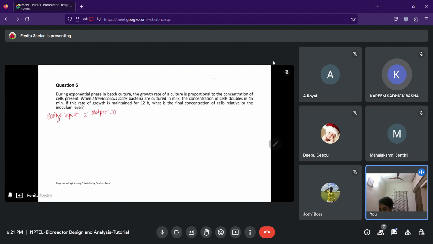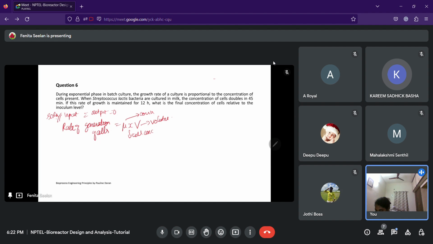Then the rate of generation of the cells is proportional to the cells present, which we can write as rate of generation equal to mu X V, where mu is a constant, X is cell concentration, and V is the culture volume.